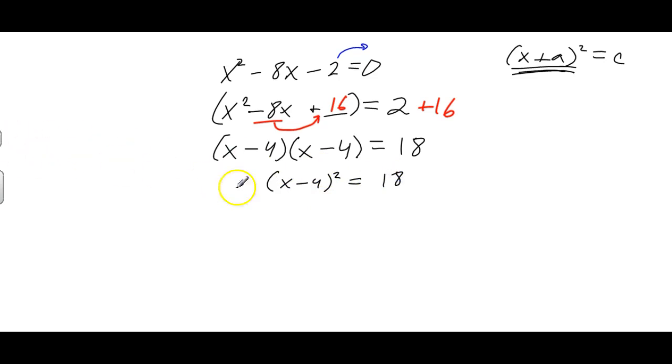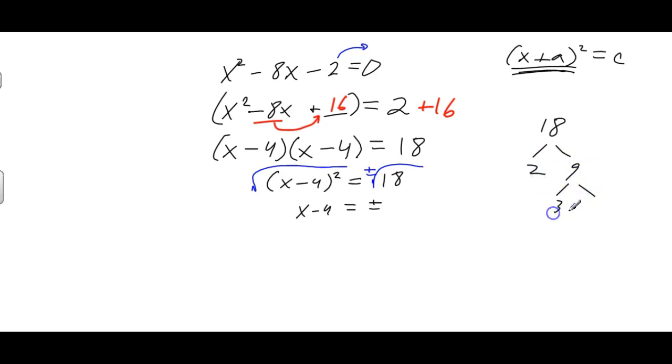Now I'm ready to take the square root of both sides. Take the square root, take the square root. Don't forget plus or minus, so we get x minus 4 equals plus or minus the square root of 18. If you prime factorize 18, you get 2 and 9, 3 and 3. We've got two 3's and a 2. So we've got a pair of 3's. So I'm going to say 3 root 2 is what that's equal to.